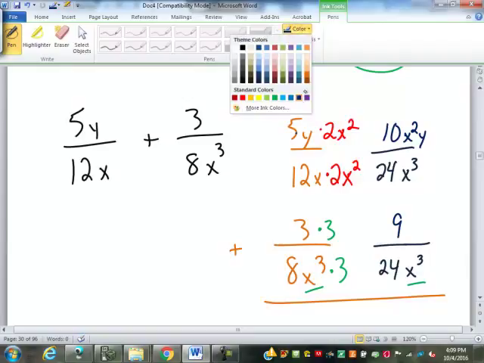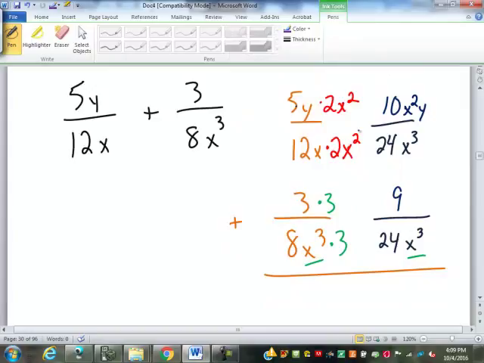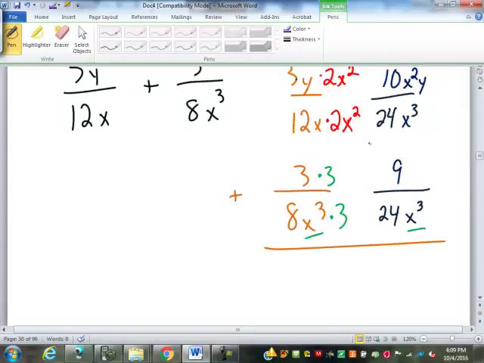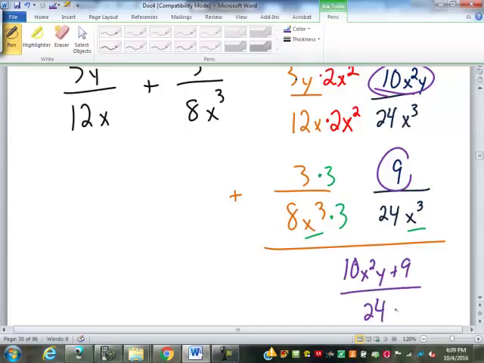Now on this one, when I add, I'm going to combine the numerators. 10x squared y plus 9 is just going to be 10x squared y plus 9 over 24x to the third.